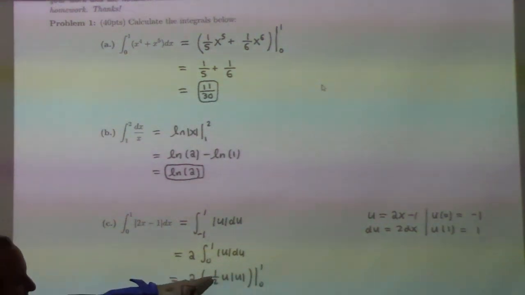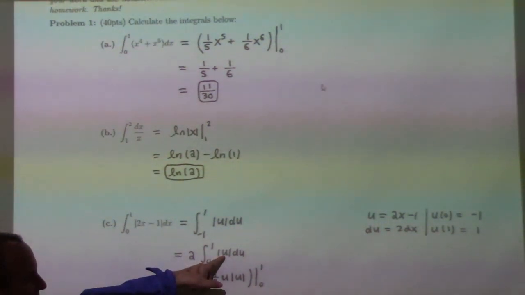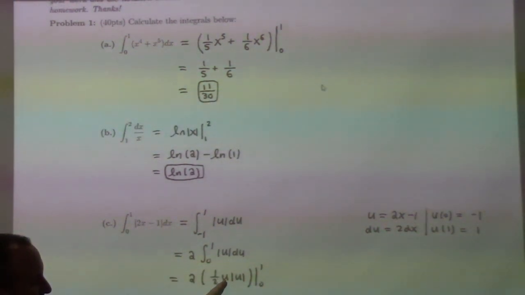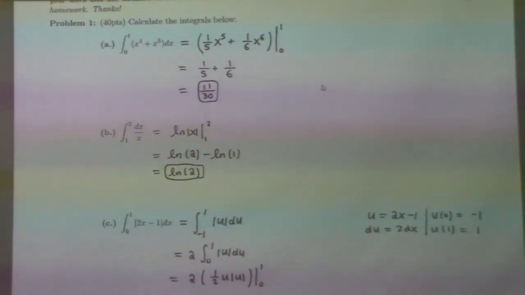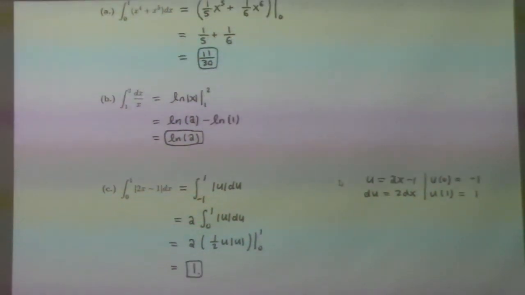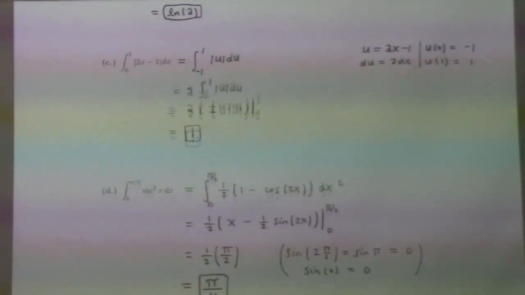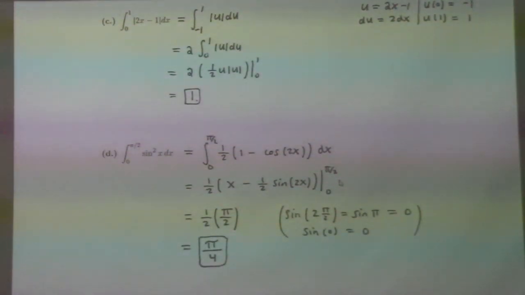Anyway, as I derived in class the other day, the antiderivative of the absolute value function is 1/2 u times the absolute value like that. And if I kept the half from the u, I should have had a half there. Sorry about that. Is that solution wrong? Yeah, it's wrong. I need to fix it.